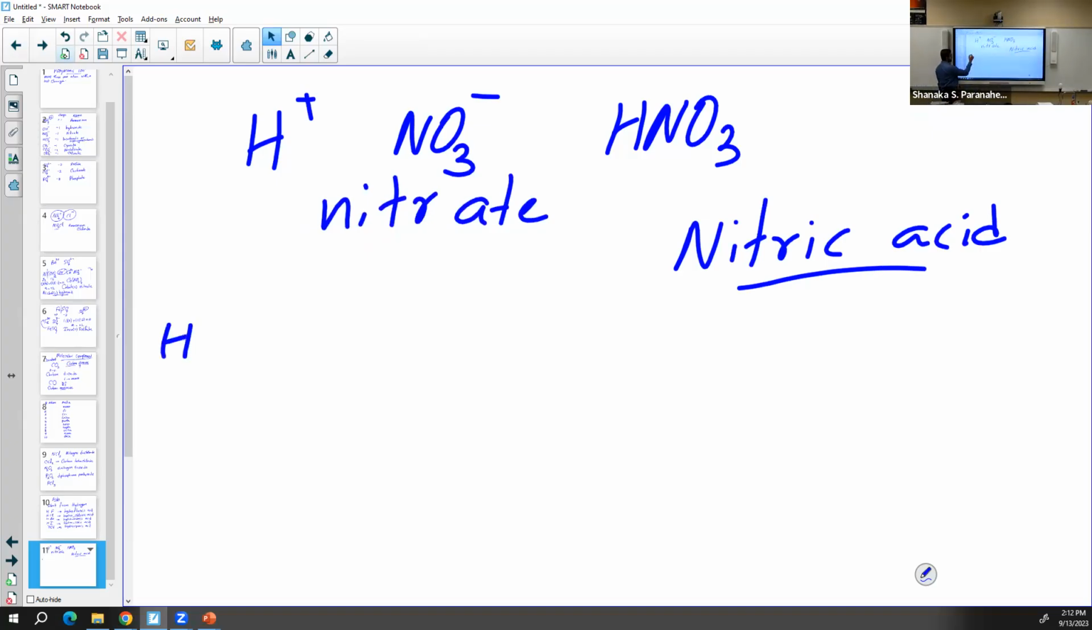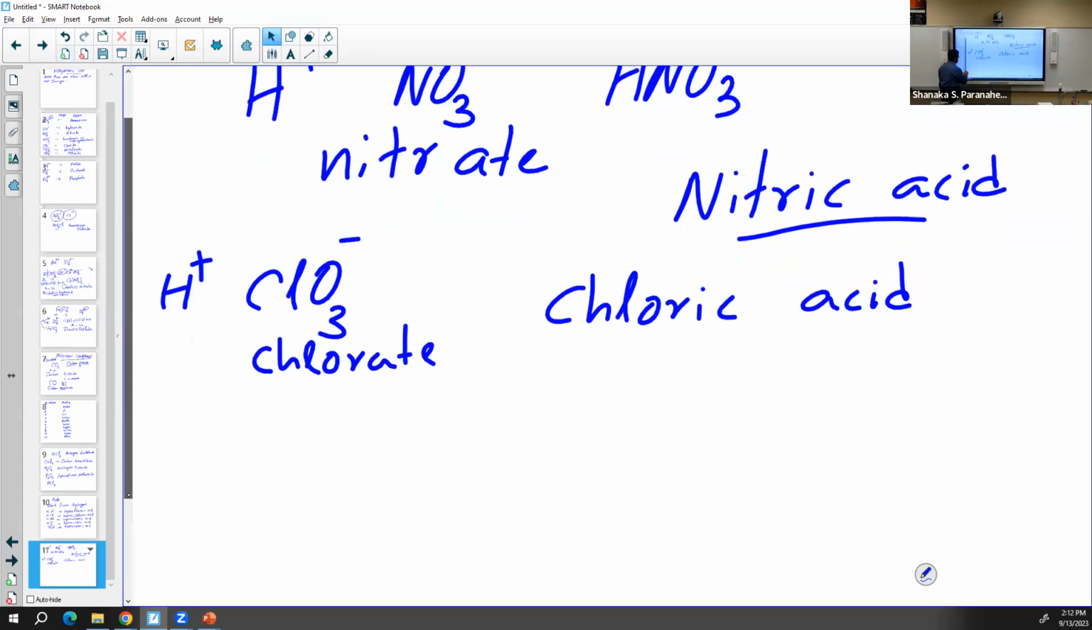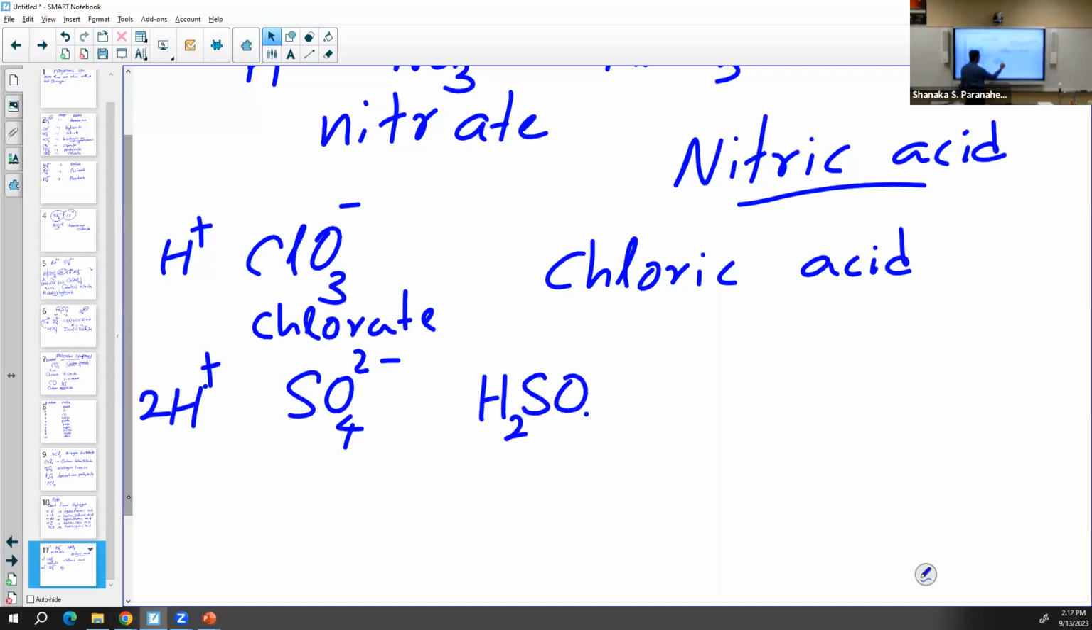Next one is H plus with ClO3 minus. This is chlorate with hydrogen, chloric acid. The next one, we need 2H plus because sulfate is 2 minus. Since it's 2 negative, we need 2H plus. So in the formula, it's going to be H2SO4. Okay, so this is HClO3. HClO3 is chloric acid.